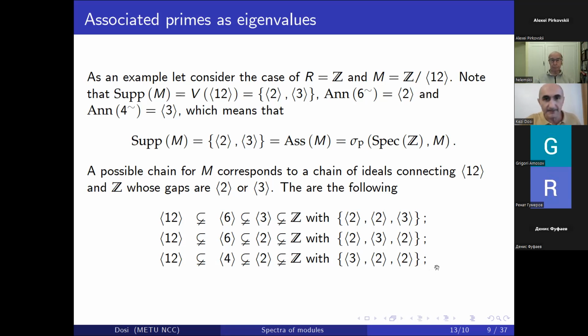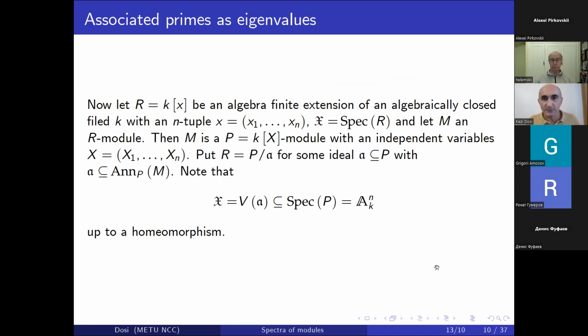Okay, so now let's switch to our stuff. Let's start first. Fix the field K. It should be an algebraically closed field K. Let R be a finitely generated algebra over K. We used to say algebra, a finite extension of the field K. Look, X is a tuple of elements X1, ..., Xn, so it's a commutative algebra over K.